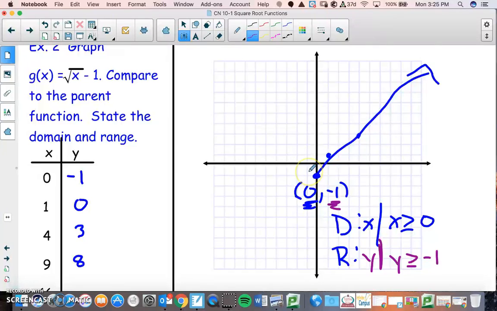Now this is all in comparison to the parent function. So our parent graph was at 0, 0. It was at 1, 1. It was at 4, 2. And it was at 9, 3. Did I do that wrong? Yeah, this last point's wrong. There we go. I was wondering why this looks so goofy.